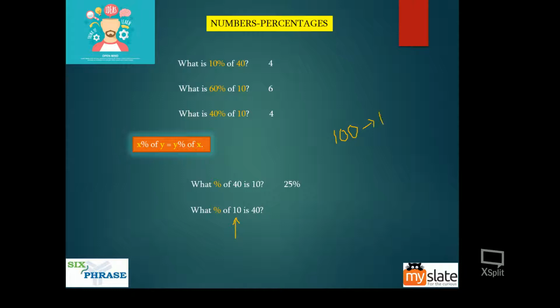So 100% is 10. If 100% is 10, we are asked to find what percent is 40. So 40 is how much percent? Very simple, and we cross multiply, for the reasons that I discussed earlier. What we get is 400 percentage. So 40 is 400 percentage of 10. 10 is 25 percentage of 40. So this is how you have to understand percentages and learn percentages.